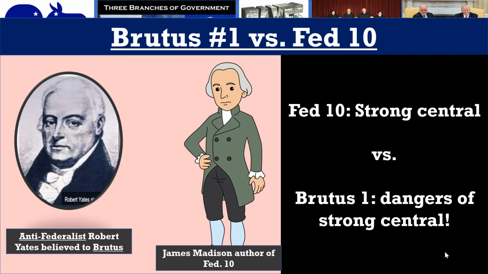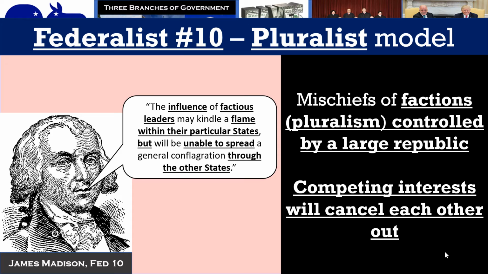Okay, the second part of our benchmark is to identify the debate over forms of representative democracies as laid out in Federalist 10, which made the case for a strong central government, and Brutus number 1, which outlined the dangers of a strong national government. And Federalist number 10 addresses the pluralist model and the controlling of factions, which Madison saw as inevitable, but claimed that a large republic with diverse competing interests would balance each other out.